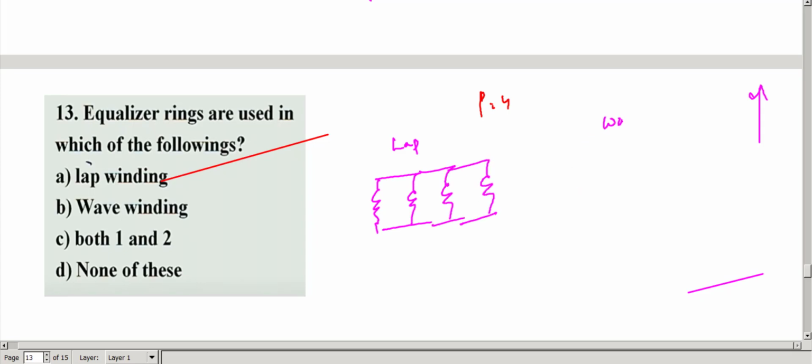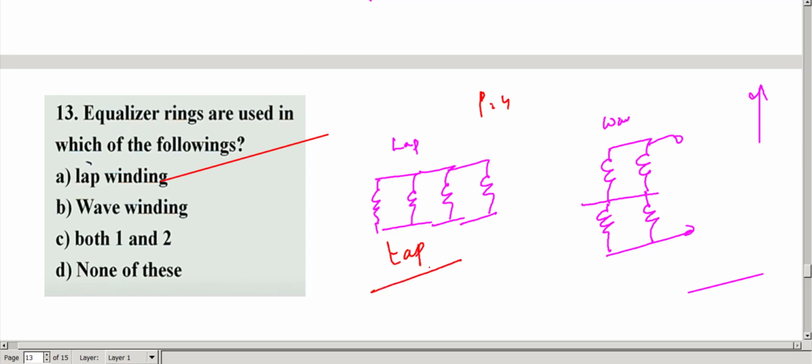Whereas in wave winding, the number of parallel paths is equal to 2. For wave winding, with the number of parallel paths equal to 2, the flux is balanced. Here, if you consider lap winding, the flux is not balanced. To maintain the flux balance, the current is not equally distributed.